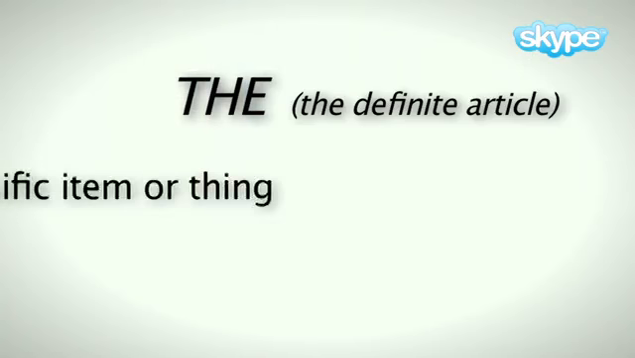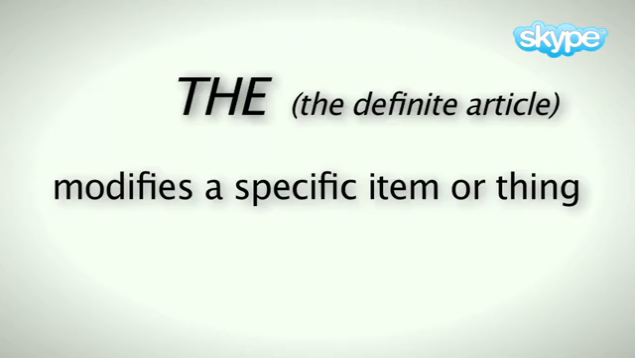So when you're talking about a definite article, you're talking about something that modifies a specific item or thing. For example, if you were sitting right where you are, and I were to say, can you take off the headphones, right? Your headphones that you're wearing. I'm talking about something specific. There's only one set of those headphones, the ones you have on. So I'd say, take off the headphones.